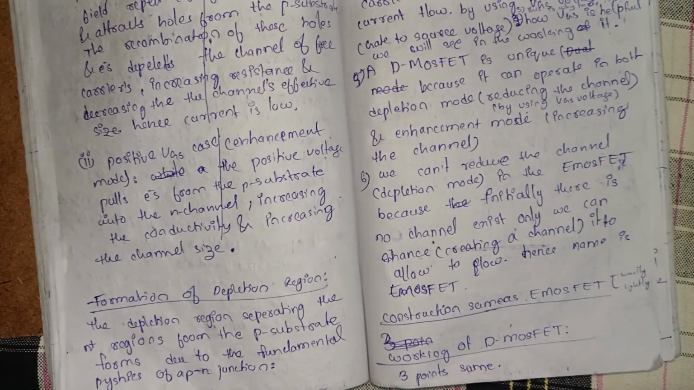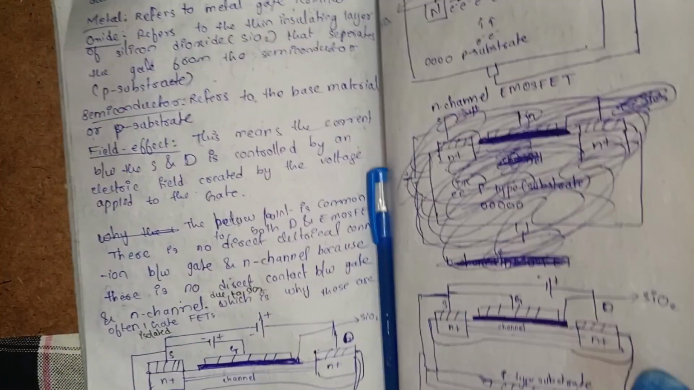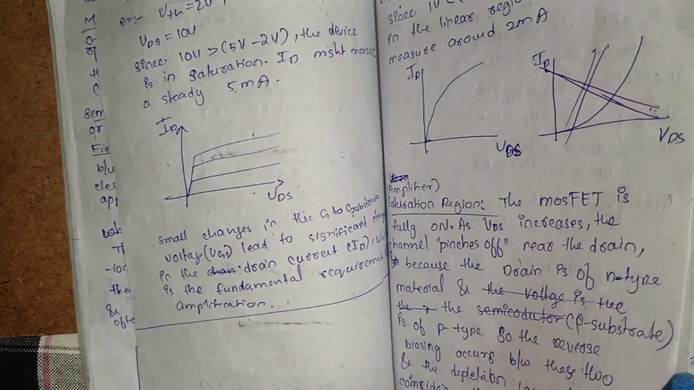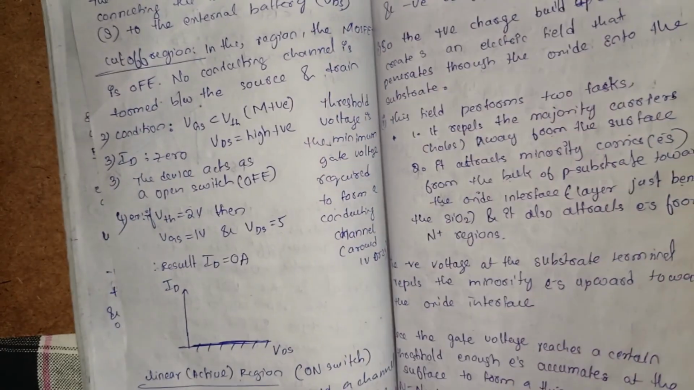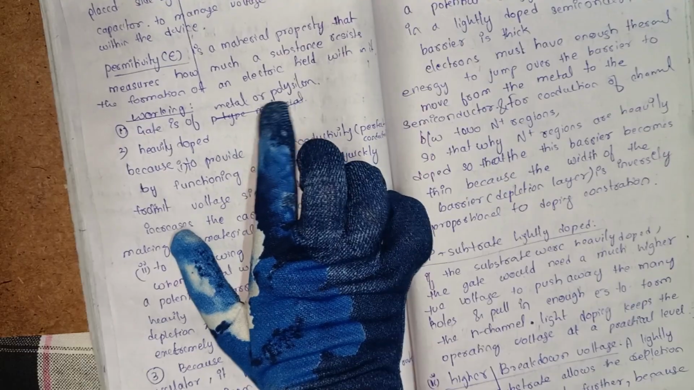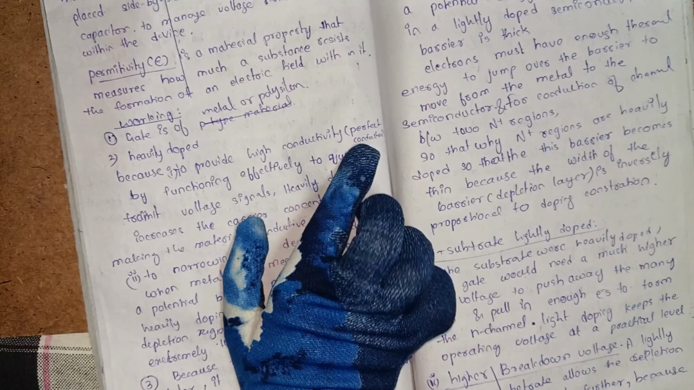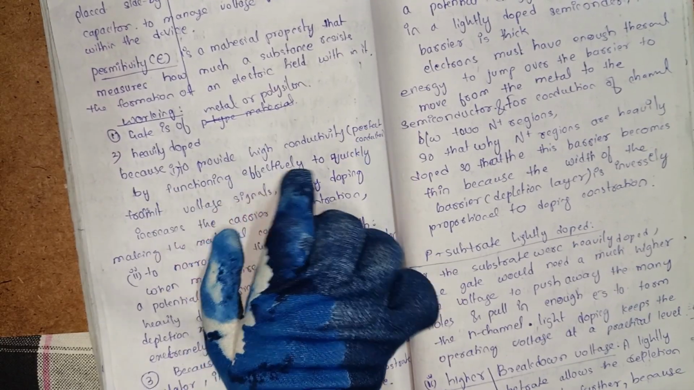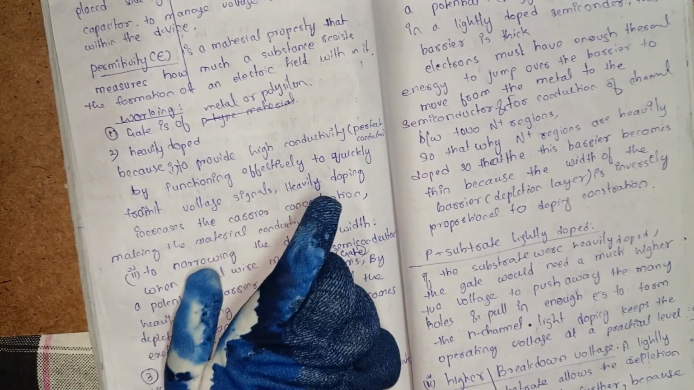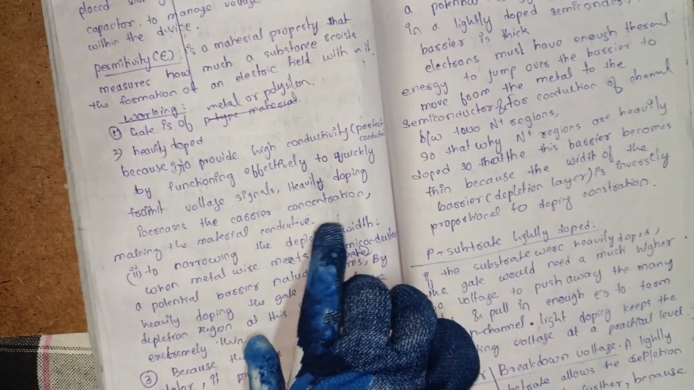Then we will see the working of the D-MOSFET. In the working also, three points are similar to the working of the E-MOSFET. So what are they? The gate is a metal or polysilicon and heavily doped to provide high conductivity, a perfect conductor that functions effectively to quickly transmit voltage signals. Heavy doping increases the carrier concentration.